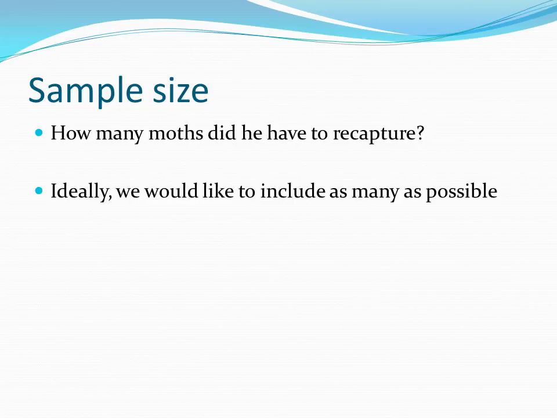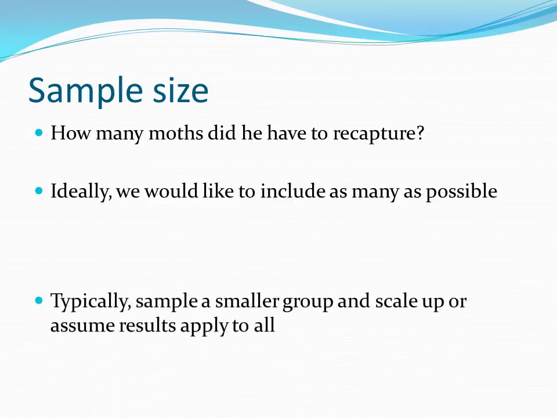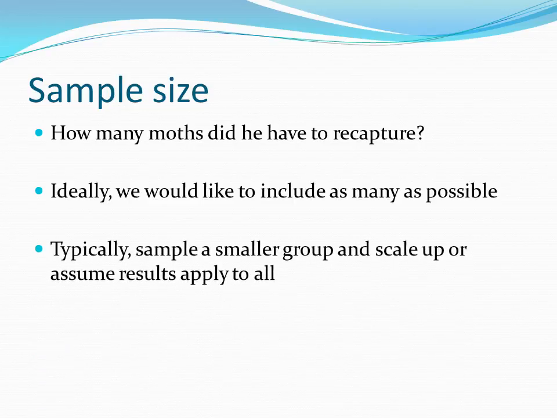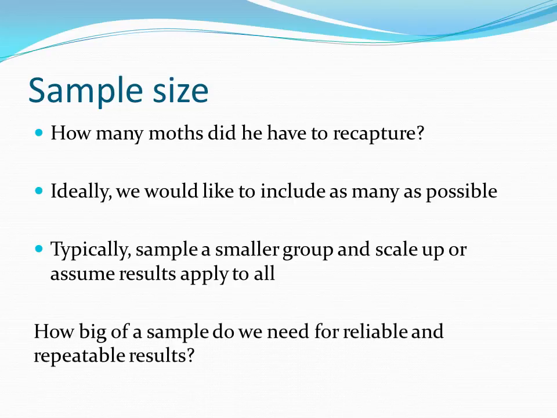The sample size, which is usually denoted by a small n equals, is basically how many are possible. So typically, you start with a smaller group, and you scale up in your experiment. The first set of experiments, you might look at 15 or 20, and then you might look at slightly larger numbers in the second group, and then larger groups after that. So how big of a sample do we need for reliable and repeatable results? This differs based on the experiment, and you really have to look at these each time.